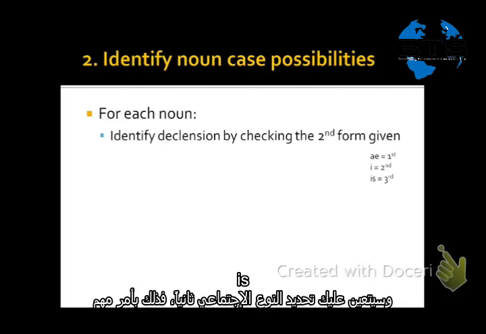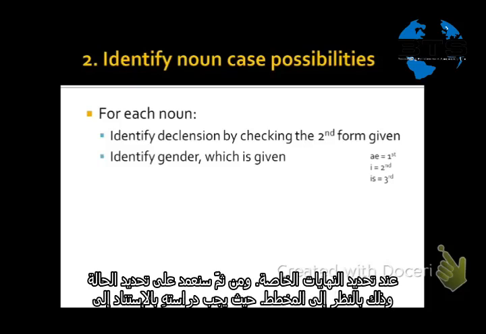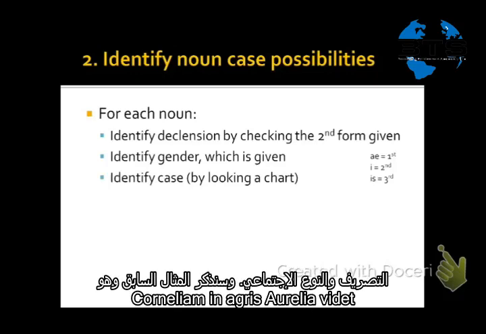Next, you identify the gender, which, if you look it up, is given to you pretty much all the time, and it matters what gender it is when you're identifying the specific ending. Because when you go to identify the case by looking at a chart, you need to look at it based on the declension and the gender.